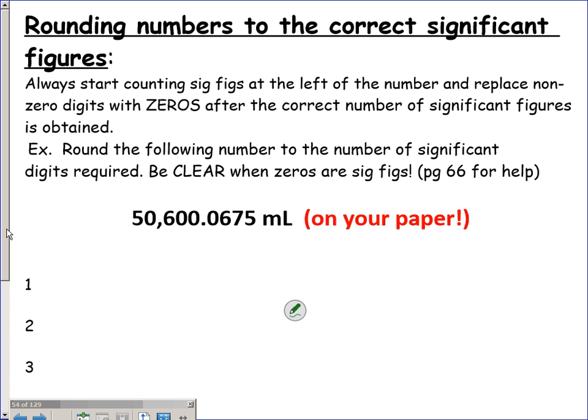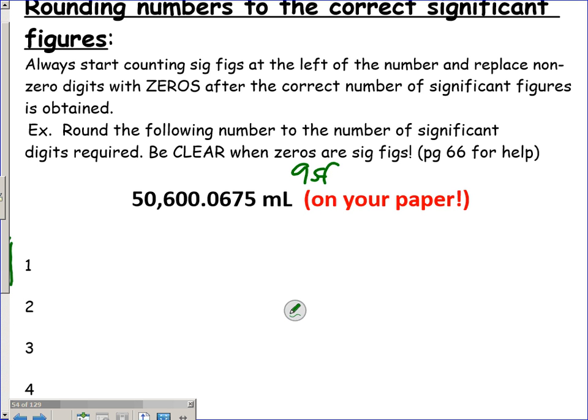So this one has how many sig figs in it as a whole? There are 9. There are 9 digits, 9 sig figs there, right? That's apparently a really accurate number. But what if you were only supposed to be able to measure 3 sig figs accurately? Well, that means you have to round to 3 sig figs.